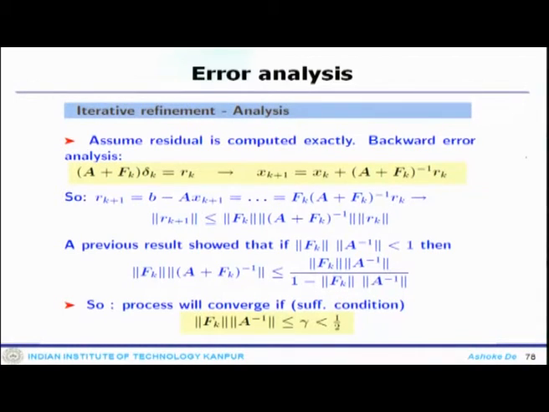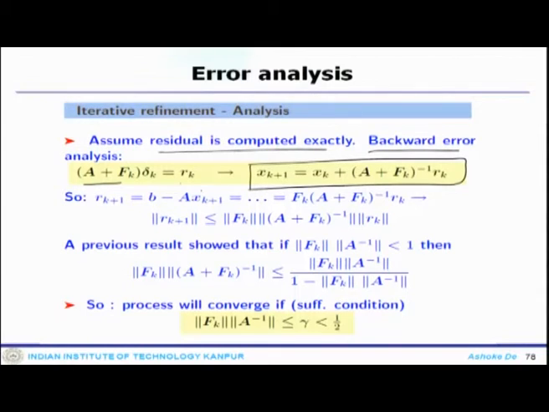Now, once you do the refinement analysis, what we have done is that the residual is computed exactly. So, if you want to estimate the backward error, A plus f_k delta_k equals r_k. At the second level of refinement, x_{k+1} would be x_k plus (A plus f_k) inverse r_k. One can see that r_{k+1} is b minus A x_{k+1}, and similarly if you write.